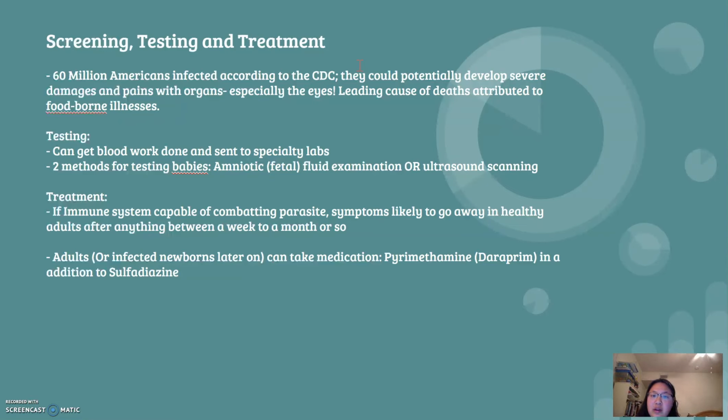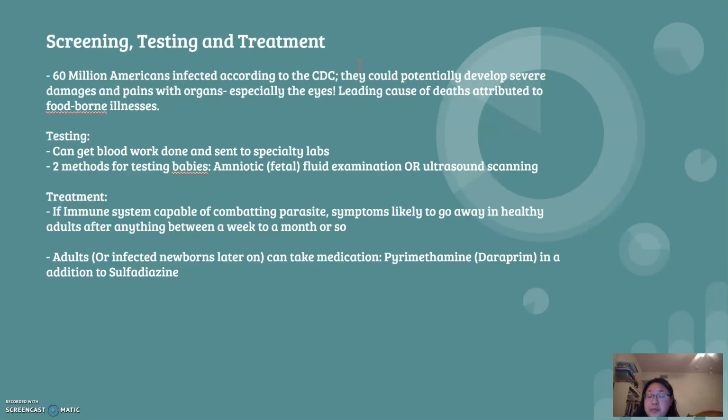And so for testing, you can get general blood work done, but typically they will send you to a specialized lab that specializes in toxoplasmosis, just because antibody counting and results can often be confused or misinterpreted by general blood work labs. So it can be difficult for them to interpret. So again, they'll just send you to a lab that specializes in toxoplasmosis cases.